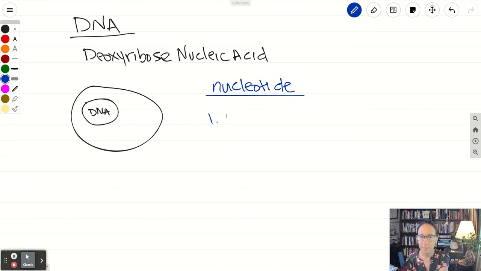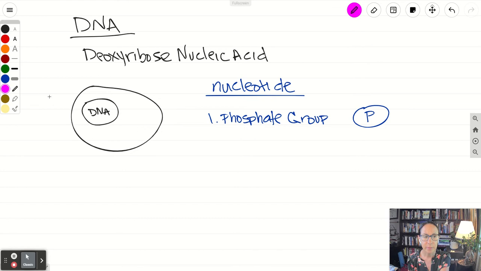We're going to write a list and we're going to draw it. And we've done this before. The first part is a phosphate group. And I'm just going to draw that as a P with a circle around it. The second part is called a sugar. And for DNA, the sugar is a deoxyribose.